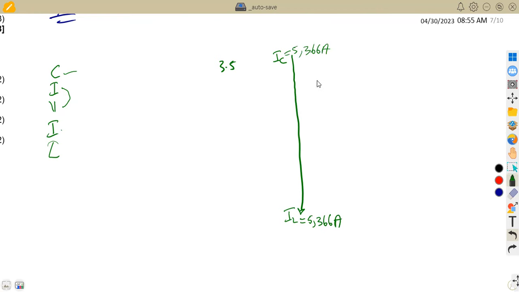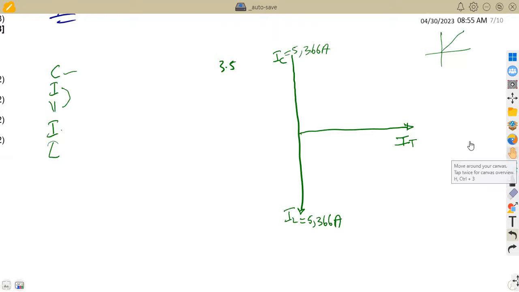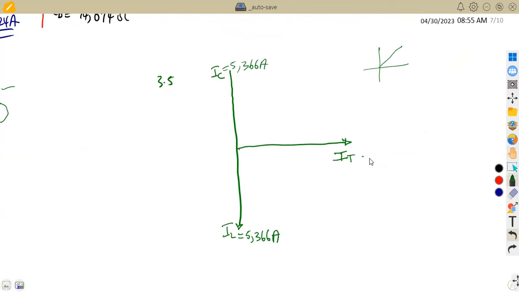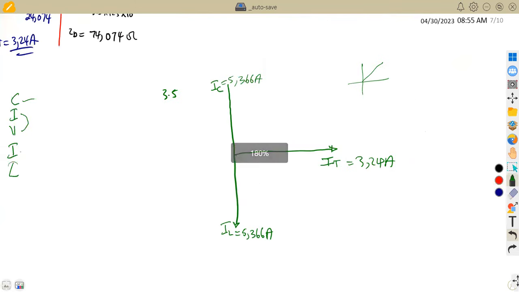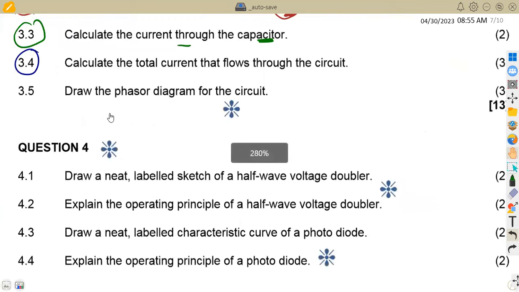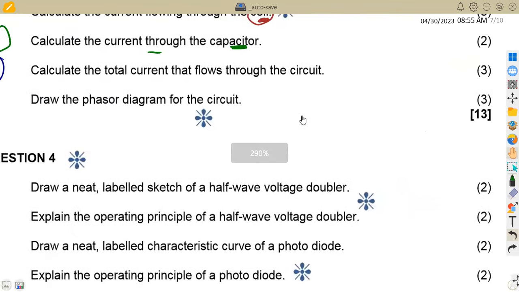All right, but we also have the total current. This one we are not going to have as a phasor like what we used to have. It is going to be in the horizontal. That is where we are going to have your total current. The total current is 3.24, so you can just represent this as 3.24. This is actually enough for you to obtain full marks, because we are given currents, so you can work with these currents. That is to draw the phasor diagram for that circuit. 3 marks for that. This is enough.